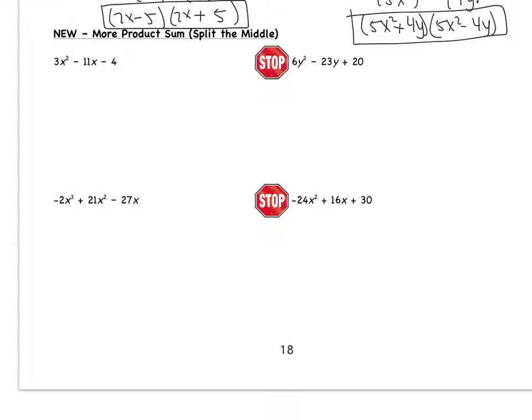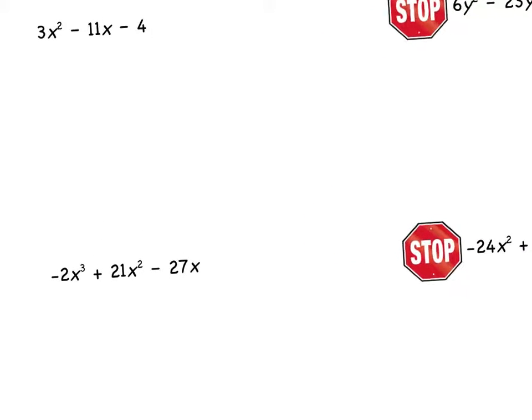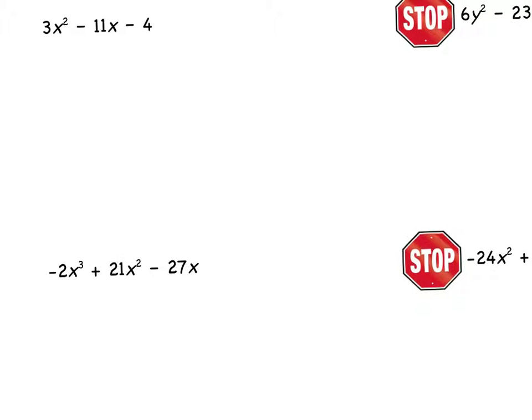So I'm going to take a minute to zoom in a little bit. Sorry if it ends up being a little wonky. Okay, so split the middle, you always have to do when you have a coefficient in front of the x squared that's not a 1. So the product sum that we did before, up above, we always had 1x squared, 1x squared, 1x squared. Anytime that you don't have a 1, you have to do split the middle.